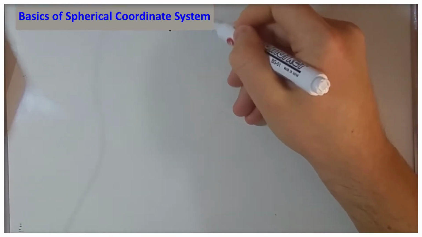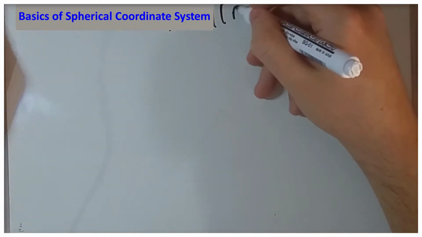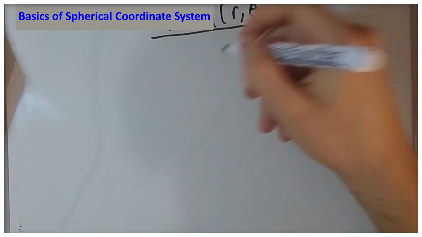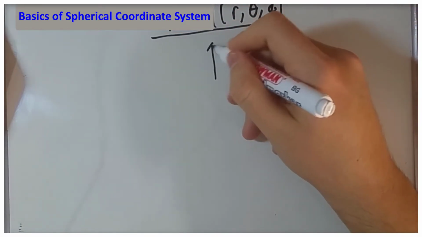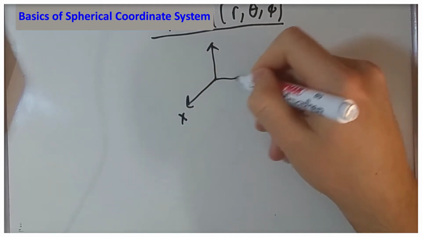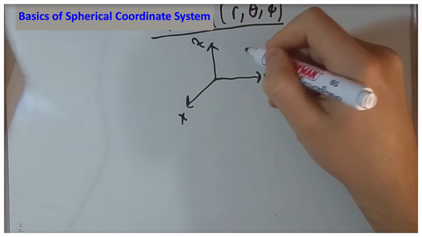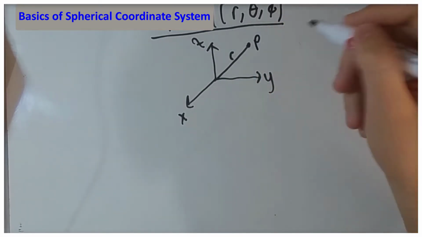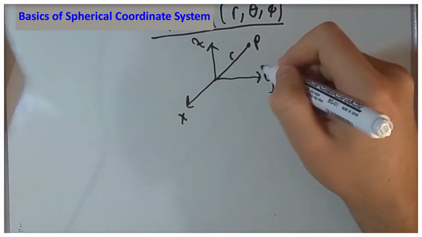Hello friends again. We proceed from the cylindrical coordinates in our previous video. Now we will proceed to the spherical coordinates. In spherical coordinates, our units of length are r, theta, and phi. If you wish, let's show it here again. X, Y, and Z. And we again have a length r here. This is the observation point.